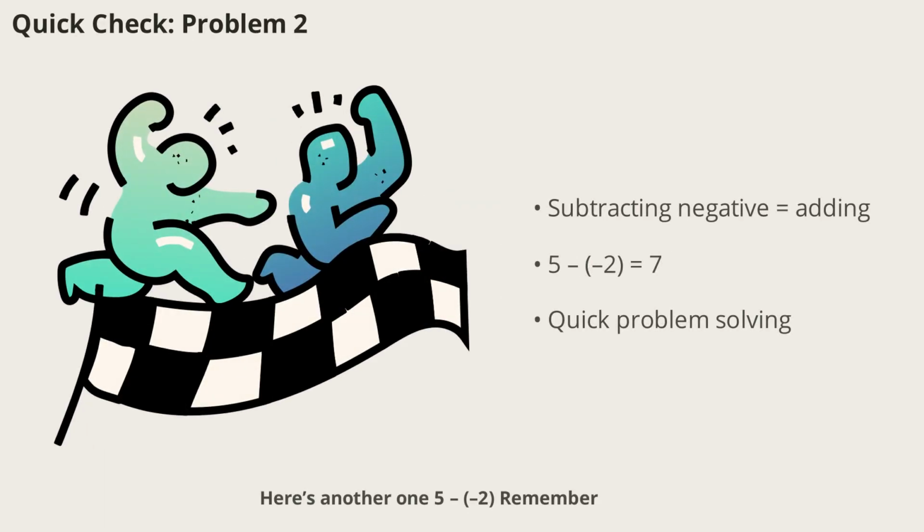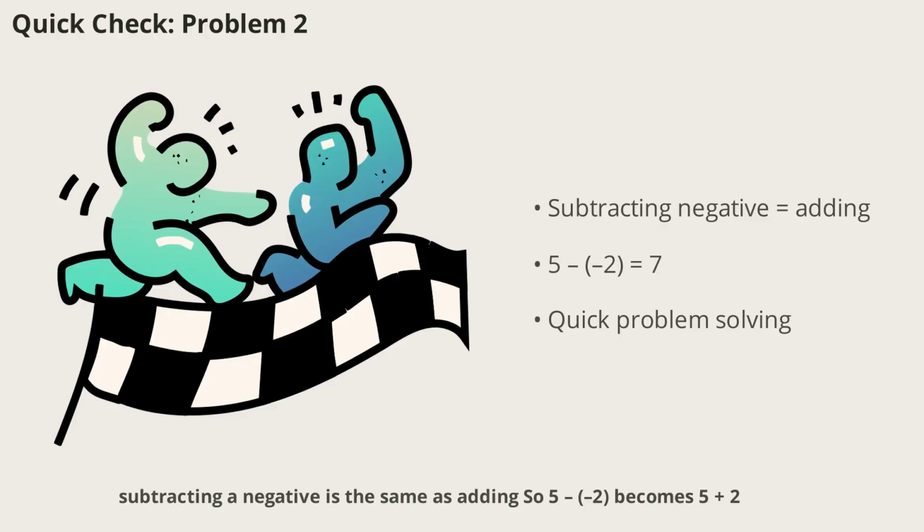Here's another one, 5 minus -2. Remember, subtracting a negative is the same as adding, so minus -2 becomes 5 plus 2, which equals 7. This reinforces the rule and helps you solve problems quickly and accurately.